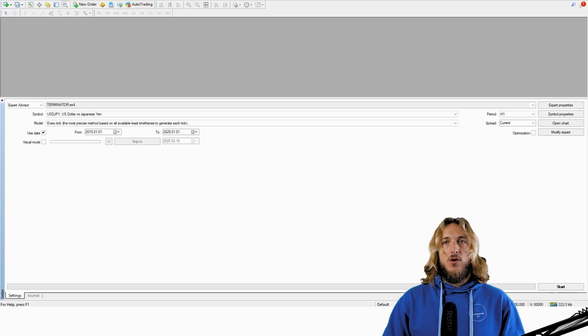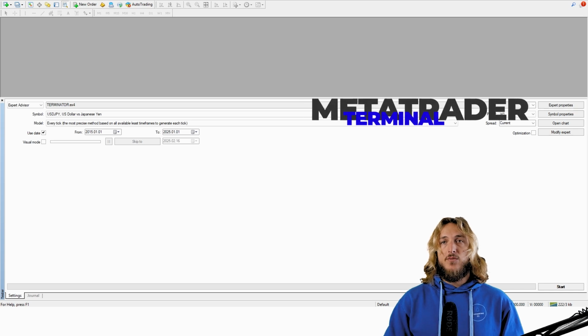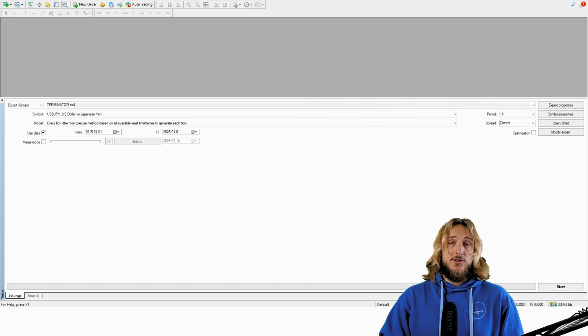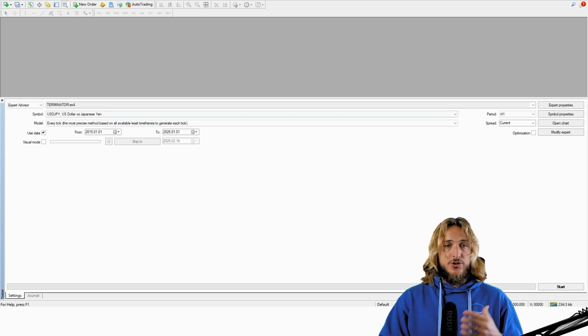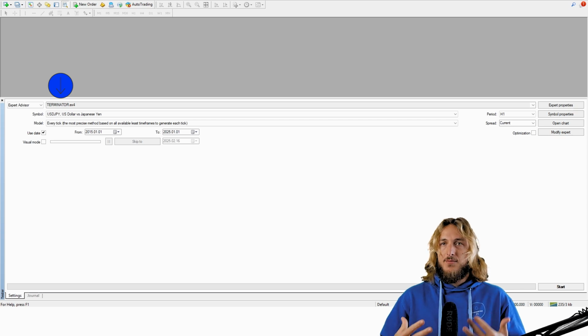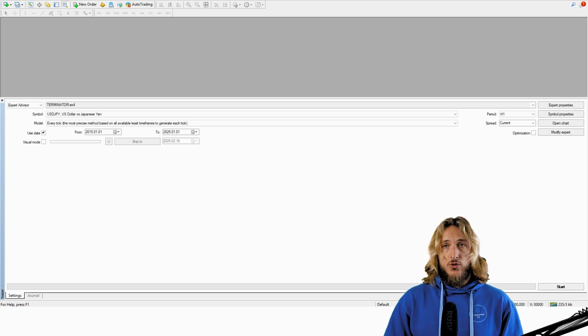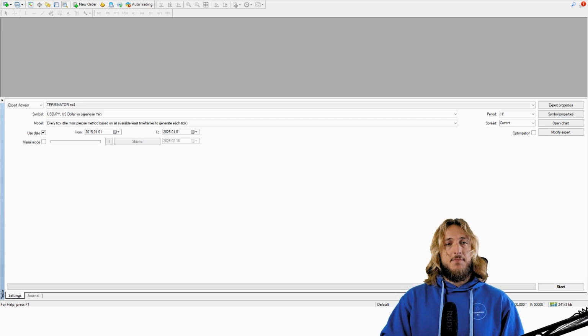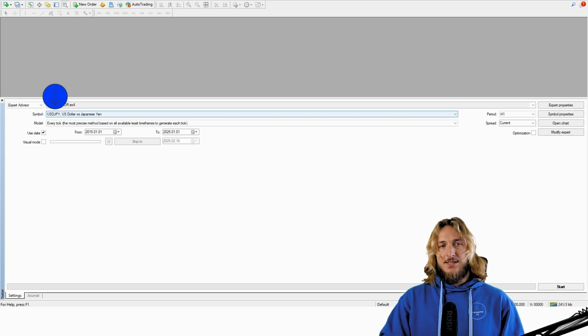Okay, so here I am on my MetaTrader terminal. I have already compiled the source code of this EA, which is essentially my Terminator EA, which trades exactly with this concept behind it. So the strategy that is coded in it is a range breakout strategy from the Asian session. It can trade on several pairs. My favorite pair for it is the USD JPY.